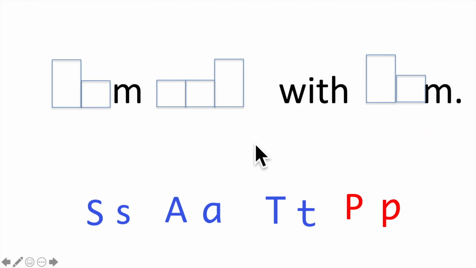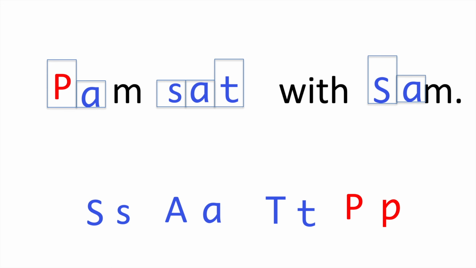One last one. Pam sat with Sam. Pause the video and have a go. Can you see how the capital P doesn't dangle? It has a tall box because it's a tall letter rather than a hanging box for a hanging letter. Pam sat with Sam. Well done.